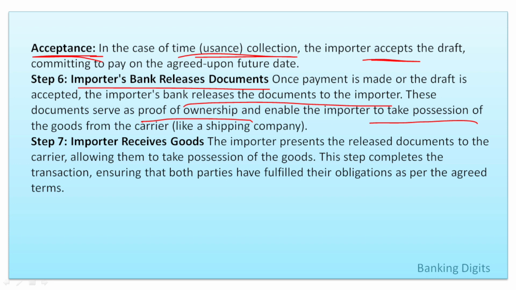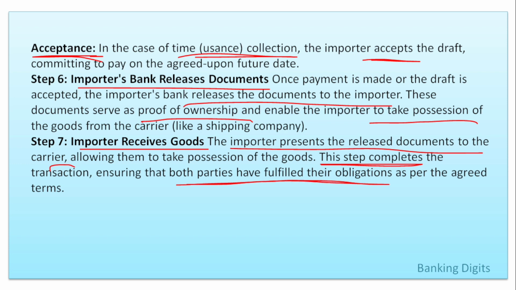Now step 7, importer receives goods. The importer presents the released documents to the carrier, allowing them to take possession of the goods. This step completes the transactions, ensuring that both parties have fulfilled their obligations as per the agreed terms.